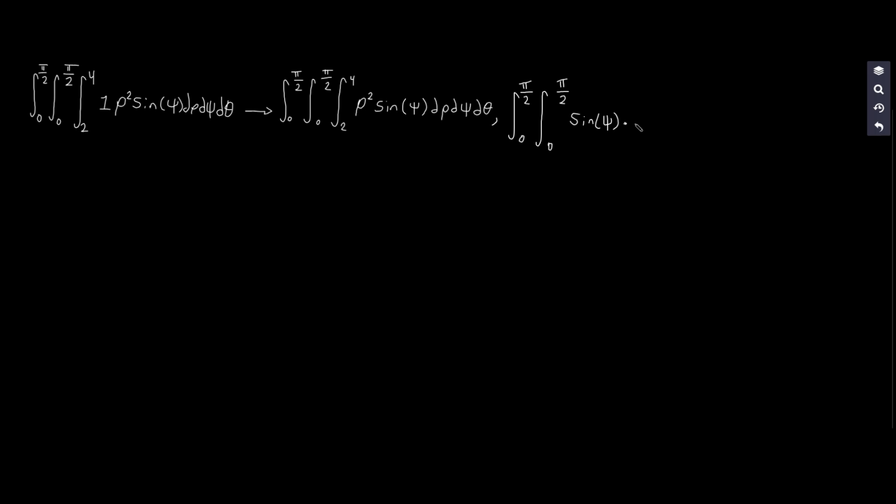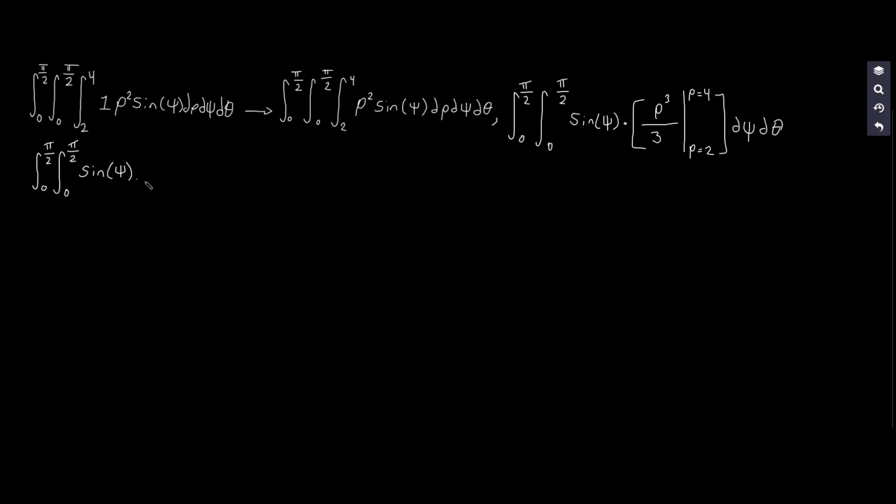It's going to result in, well, rho raised to the third power up top, and in the denominator it's going to be 3. And we are going to evaluate this from 2 to 4. That is, rho equals 2 in the lower limit of integration, and rho equals 4 in the upper limit of integration, or bound of integration, if you'd like. I'm using those terms synonymously.